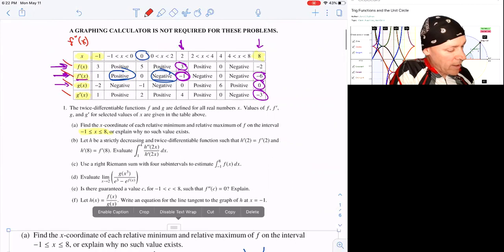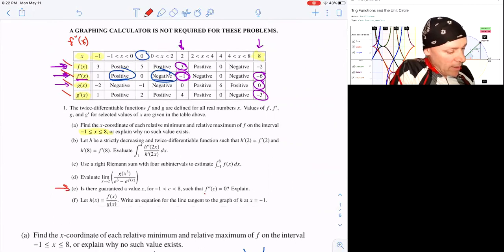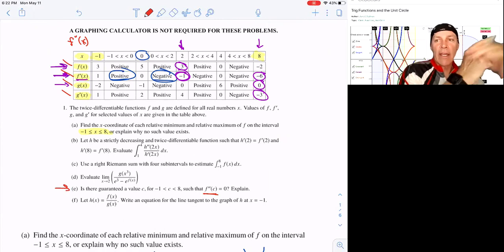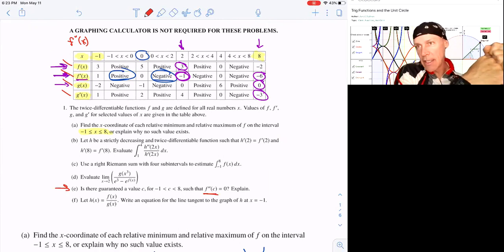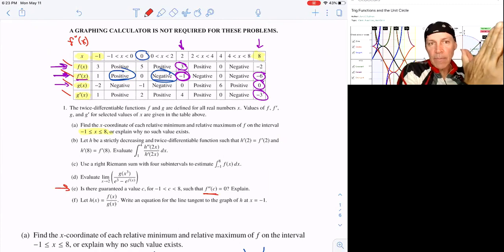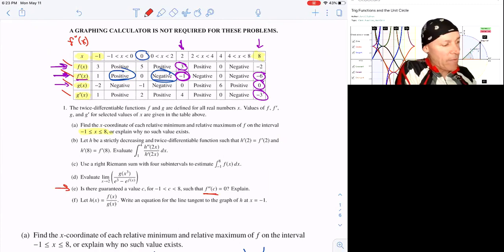Here's the question right here, part E, f double prime. So I'm thinking, if I had f double prime in my table, and they're saying, is there guaranteed a value C in the open interval -1 to 8 such that f double prime at C equals 0, and I've got the same function referenced in the stem of the question and given in the table, I'm thinking IVT. But because it's kind of one off and I don't have f double prime in the table, but I do have f prime, then I'm thinking MVT for derivatives.